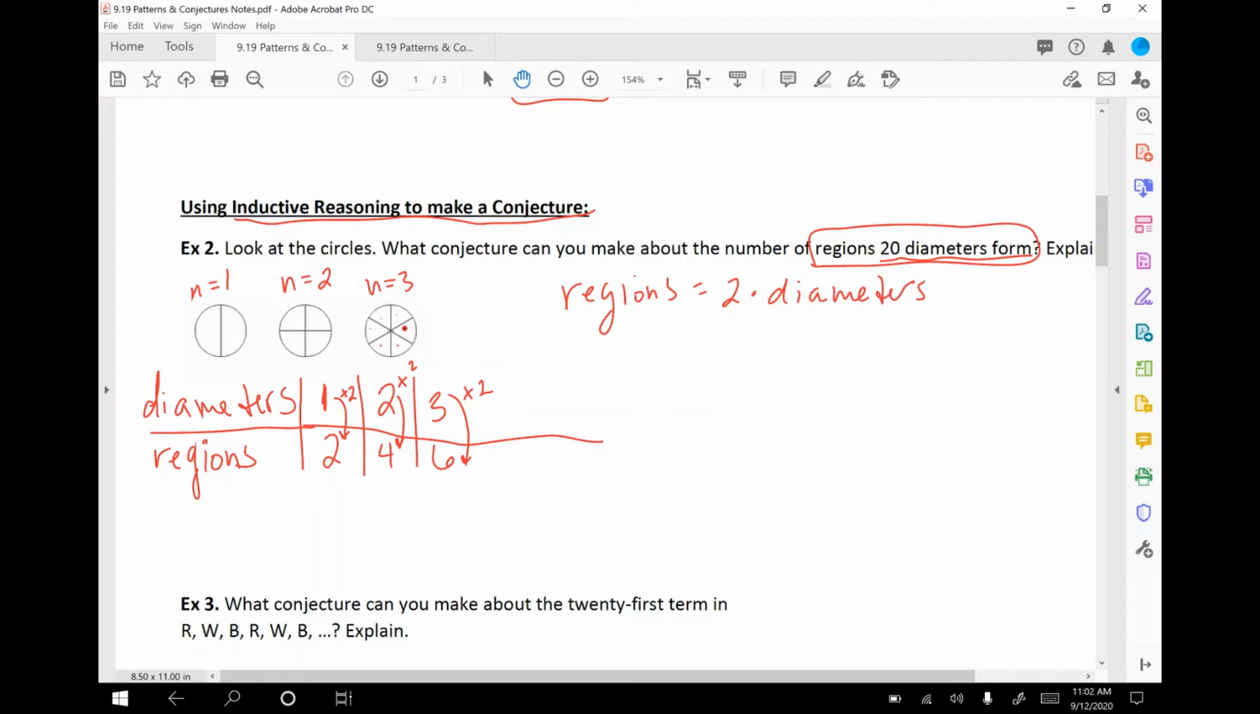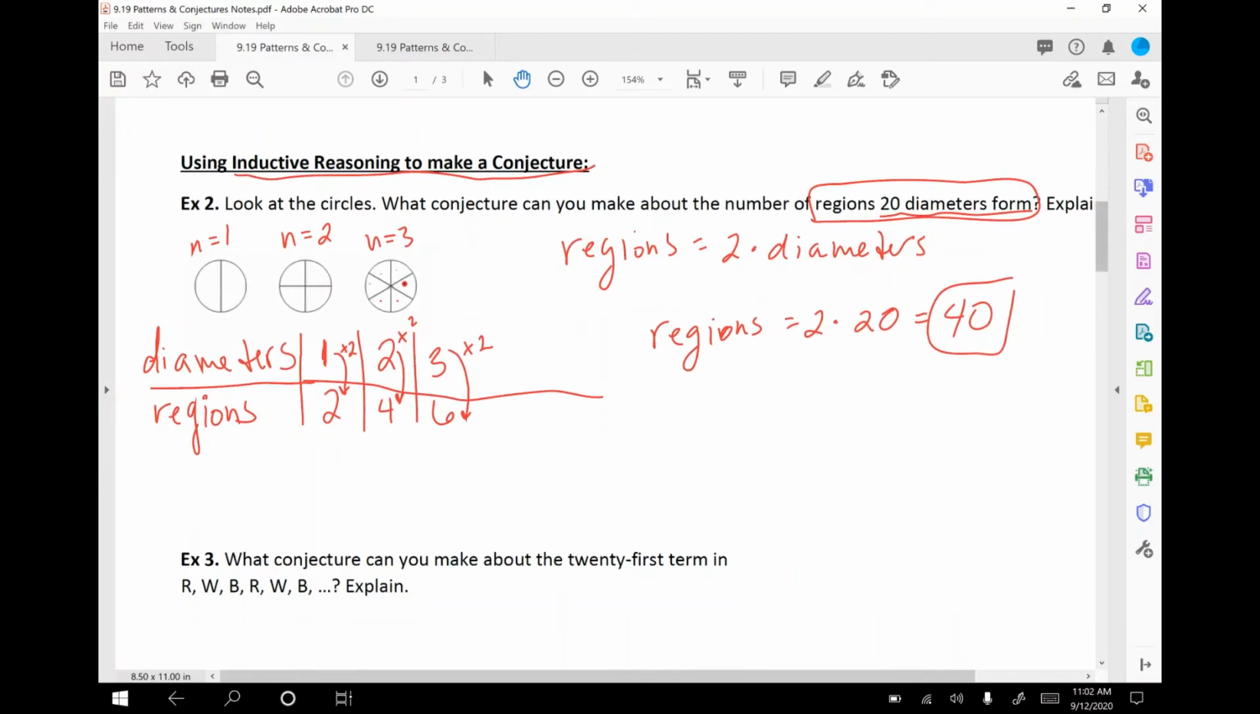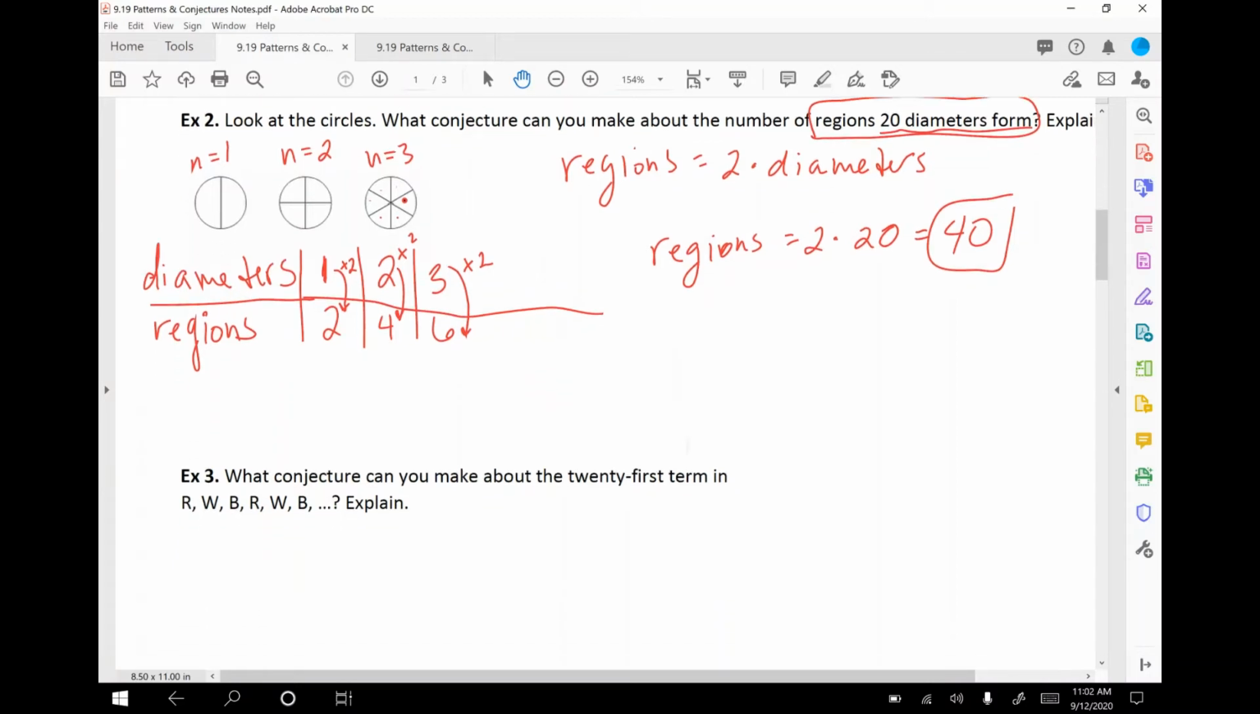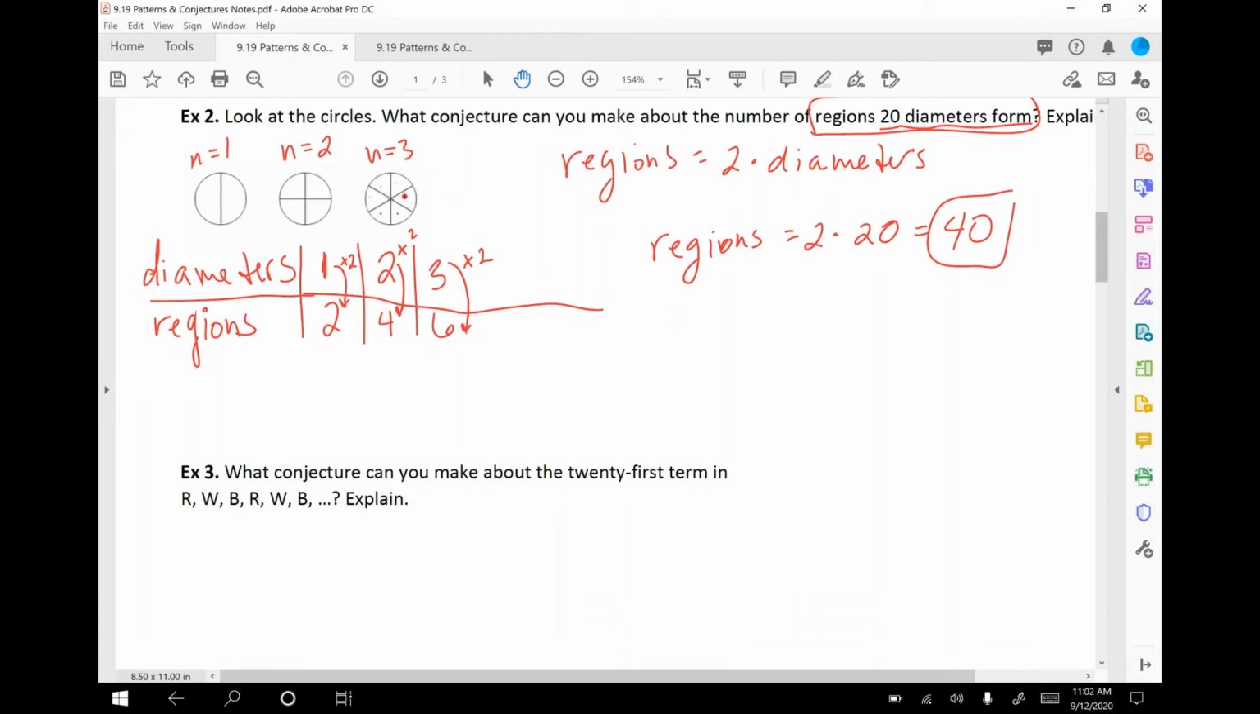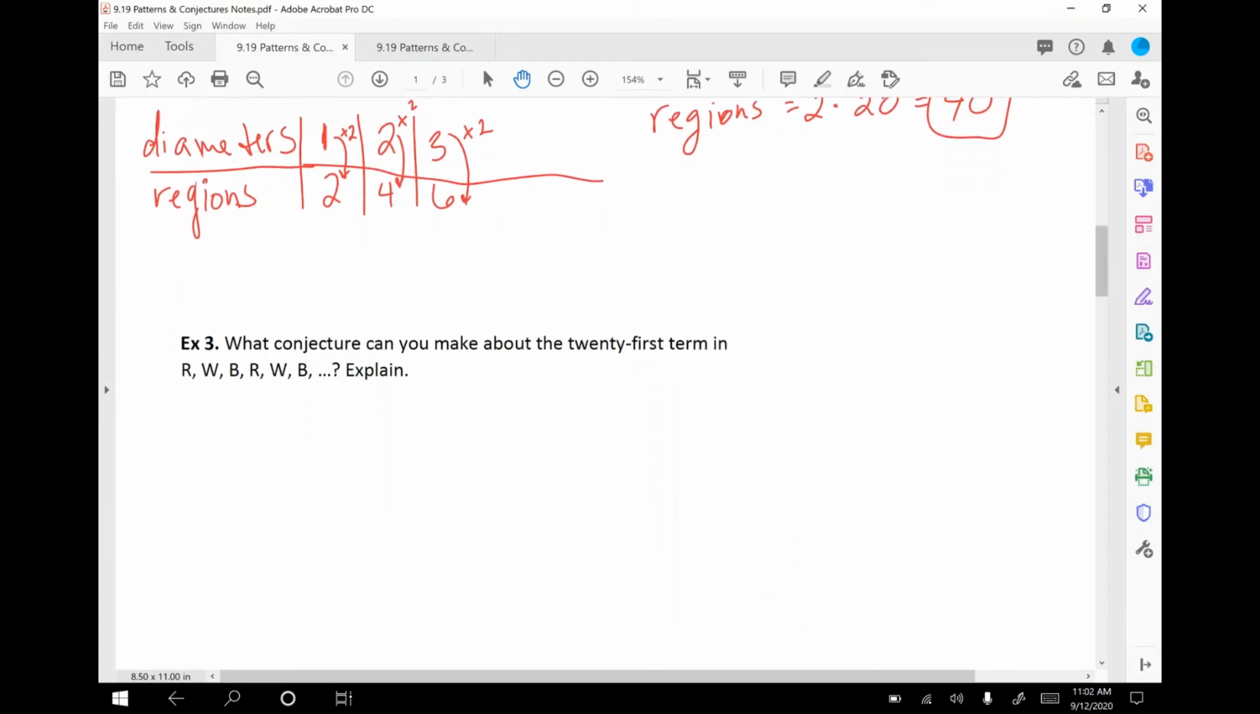Now we want to know how many regions 20 diameters are going to form. We just plug in: the number of regions would be 2 times 20, so it would be 40. I know that you can figure this out without making the whole table, but sometimes the patterns get more complicated. So it's better to do it on an easy one and then expand that to a more difficult one.